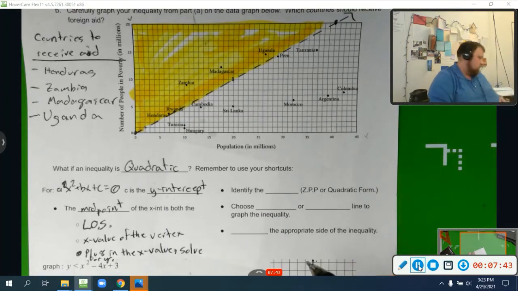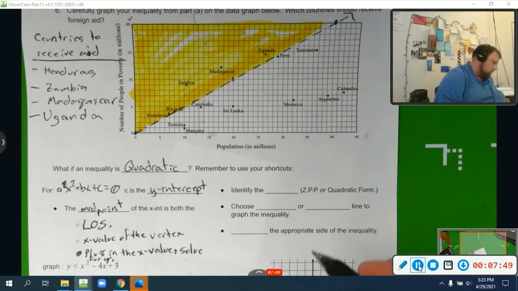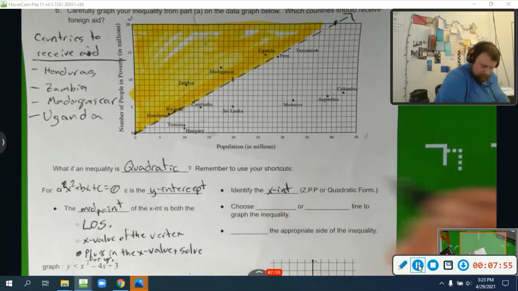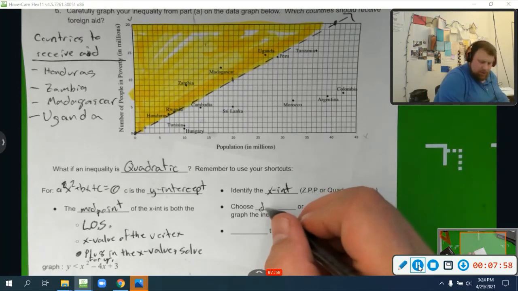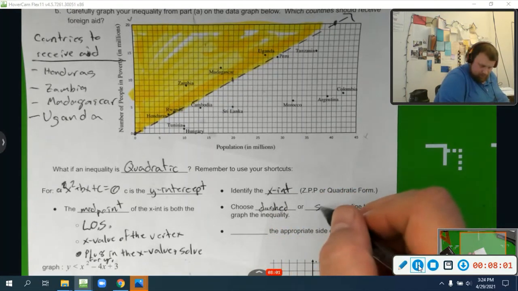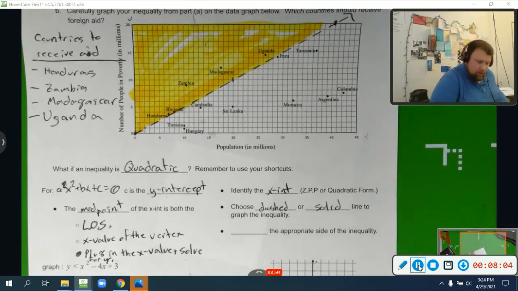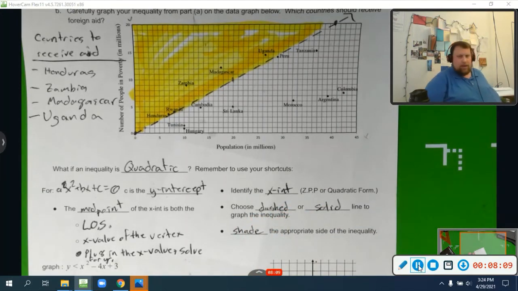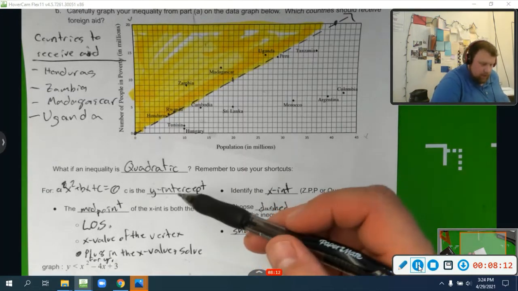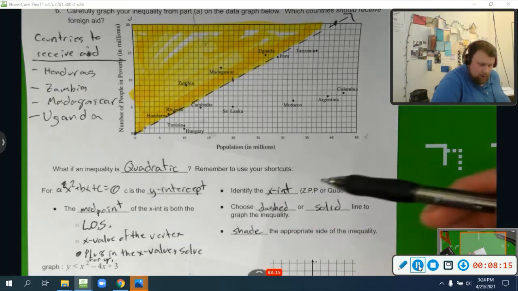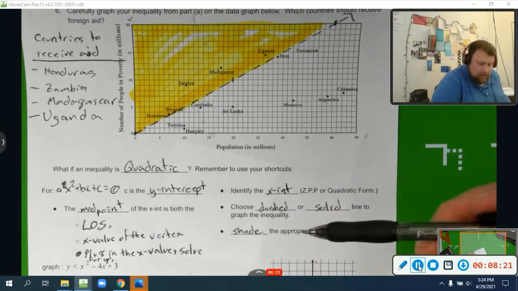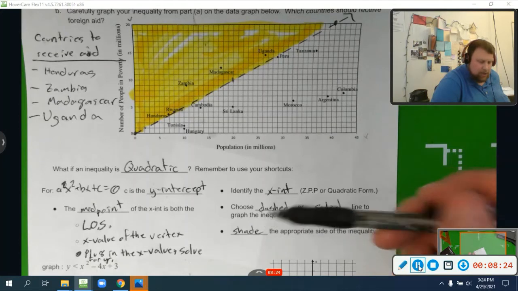Let's go ahead. Oh, we have some more over here. And then we're going to identify the x-intercepts. We're going to choose a dashed or solid line to graph the inequality, and we are going to shade the appropriate region. So, we're going to identify the y-intercept, identify the x-intercepts, then find the line of symmetry and use that to solve for the vertex. We need to choose whether it's a dashed or solid line, and then shade the appropriate region.